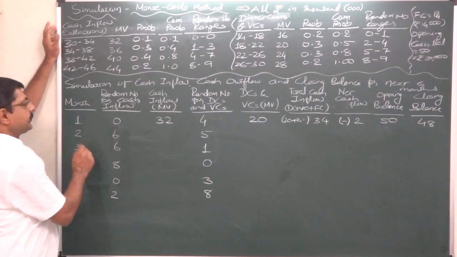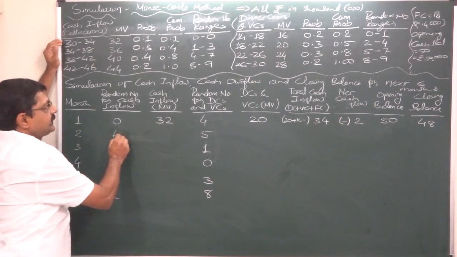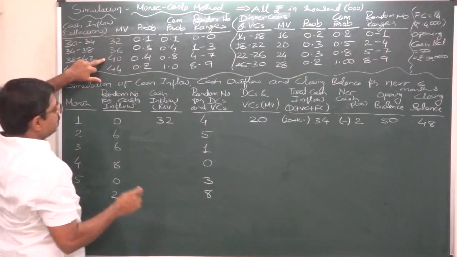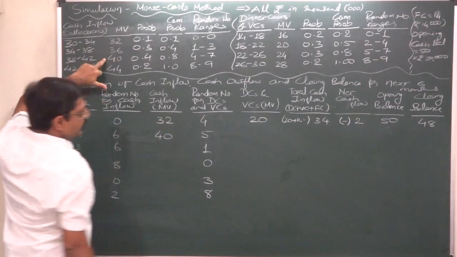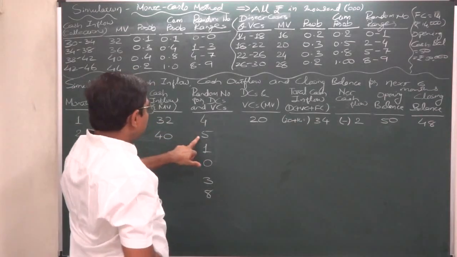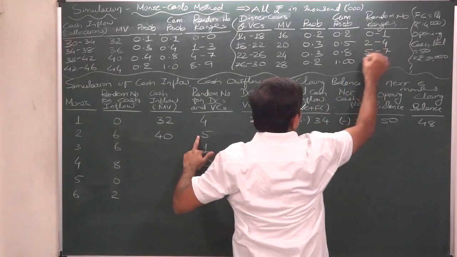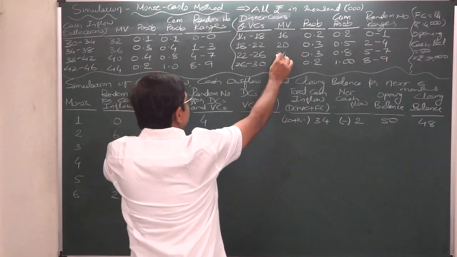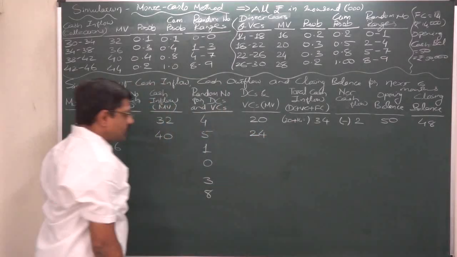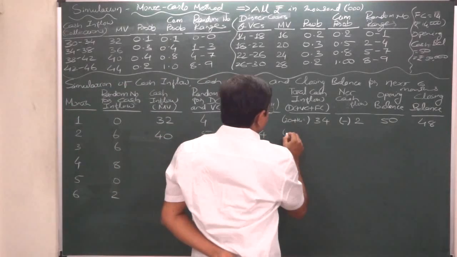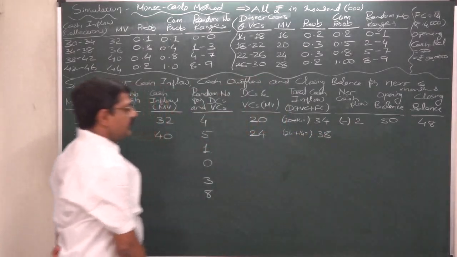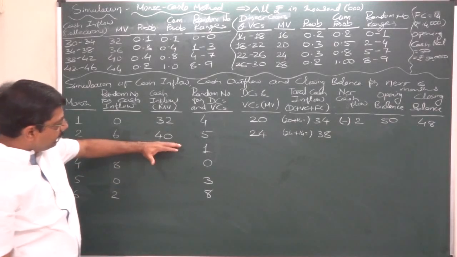Okay, now second month, random number for cash inflow is 6. 6 falls between 4 and 7. That means we can believe that there may be sales and other collections of 40,000 rupees. Random number for direct and variable cost comes to 5. 5 falls in the range 5 to 7. So we can believe that 24,000 will be the direct and variable costs, and 24,000 plus 14,000 operating fixed cost, total cash outflow will be 38,000 against cash inflow of 40,000.